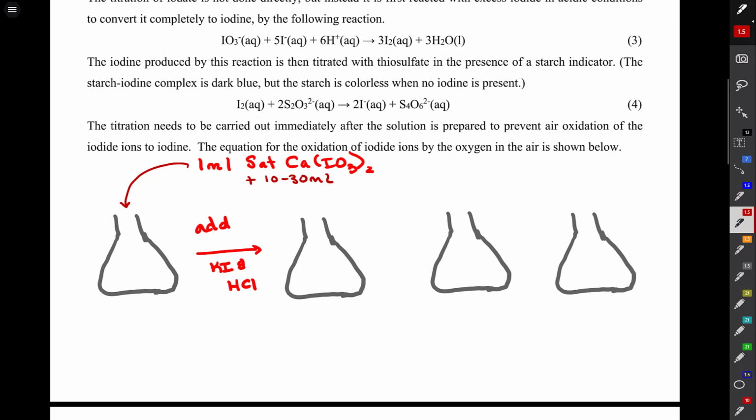Then what we're going to do is add KI and HCl, and this is where the potassium iodide is important. This is where the HCl is important. And what ends up happening is this reaction begins immediately, and I2 begins to be formed in the solution. Now, if you remember from our previous experiment, the color of that solution would normally be a dark yellow or a brown. Now, there's enough iodate in this solution that it's going to turn brown. And then we'll start doing the titration. So we'll titrate with thiosulfate.